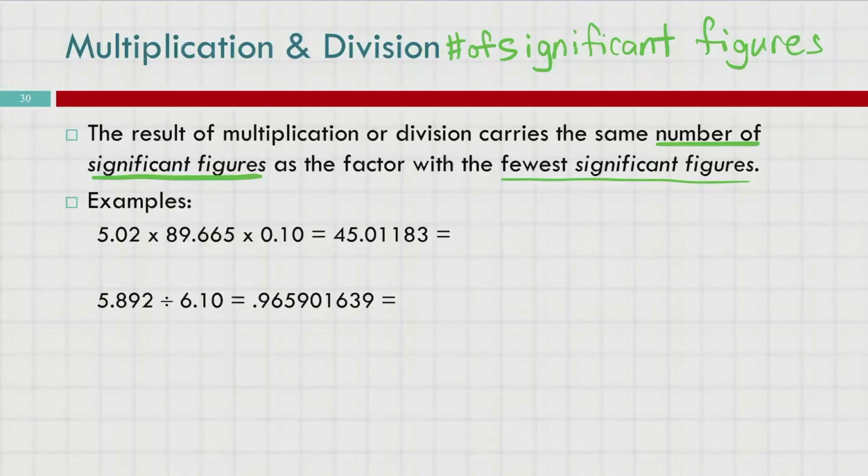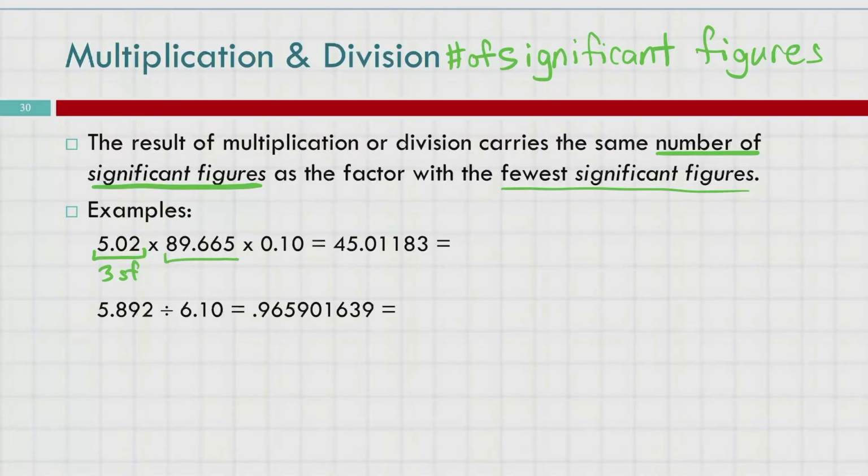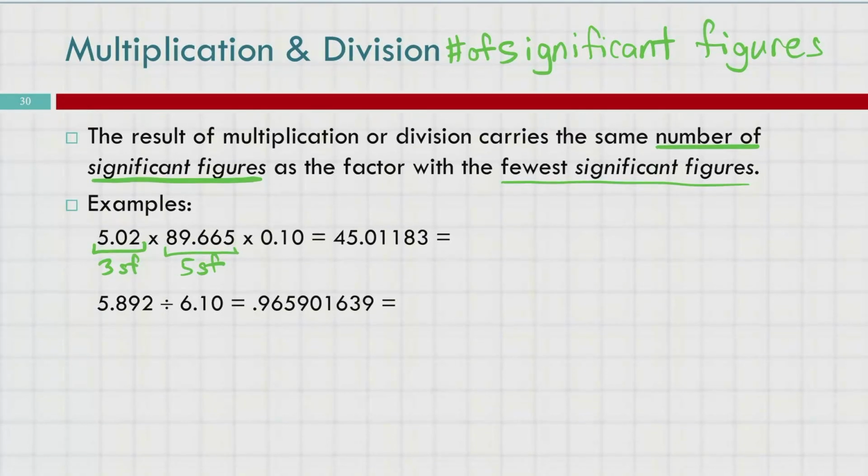So a couple of examples with the numbers already crunched for us. We've got the number 5.02. This has 3 significant figures. We've got 2 non-zero numbers, and we have an interior 0, meaning it's between 2 non-zero numbers. Our second term has 5 significant figures. They're all non-zero numbers.